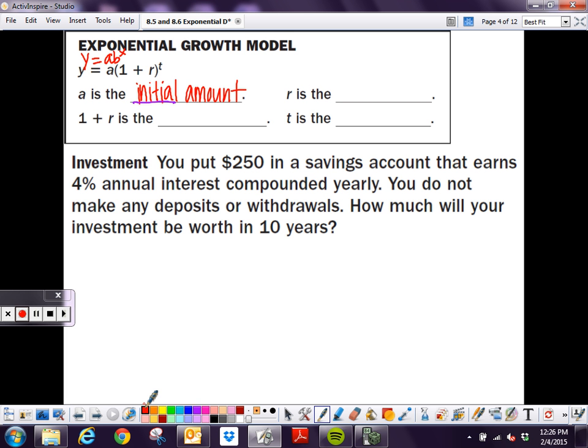Okay, I also introduced that r, that stands for the rate. And then just remember, when they give you that rate, they're going to give it to you as a percent. So you're going to need to change the percent to a decimal.